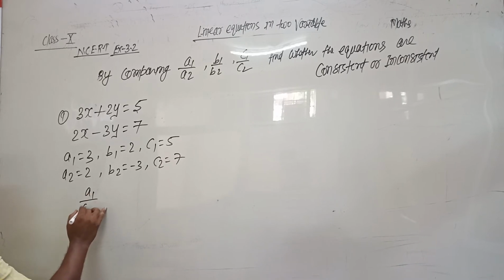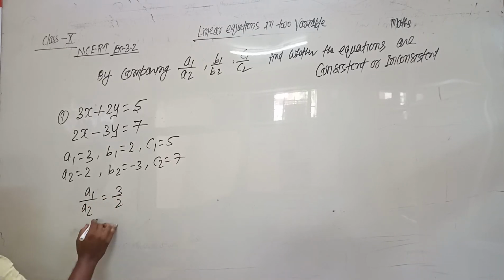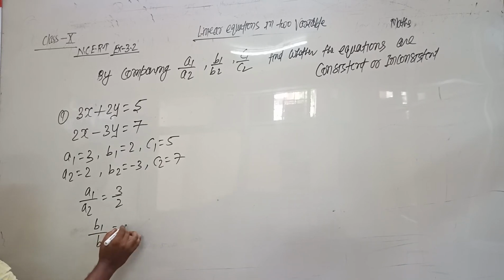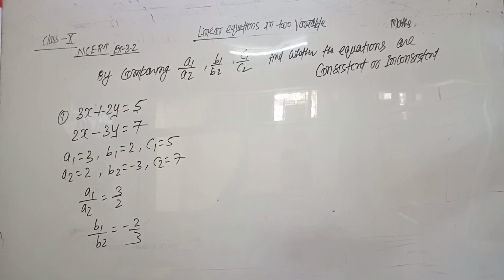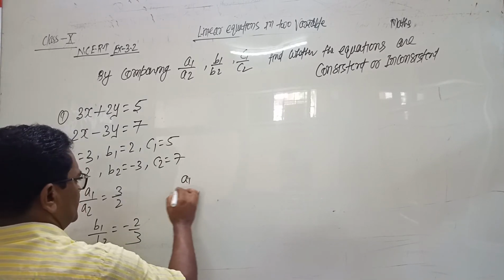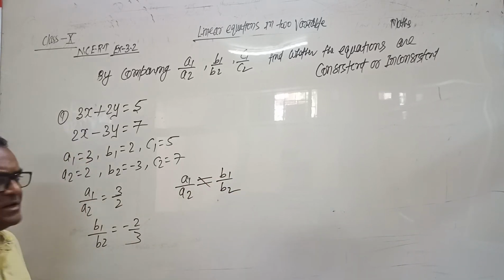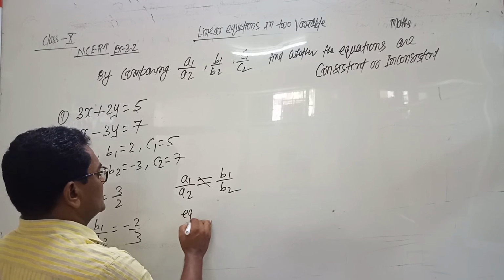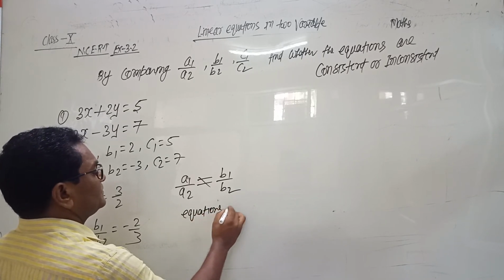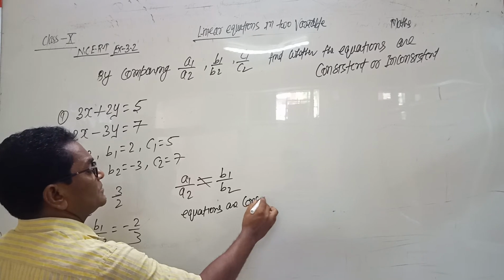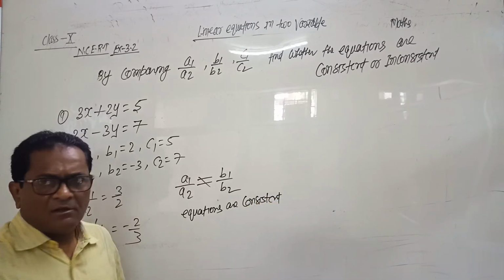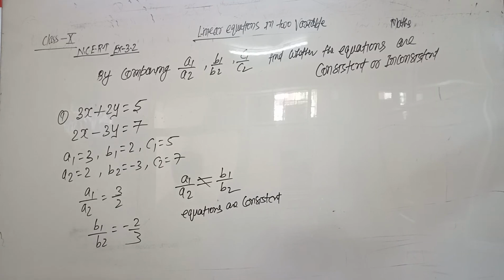So find a1 by a2. This is 3 by 2. Then b1 by b2. This is minus 2 by 3. So no need to find c1 by c2 because it is clear that a1 by a2 is not equal to b1 by b2. And if a1 by a2 is not equal to b1 by b2, it means the equations are consistent. This is the first case, intersecting lines and the equations are consistent.